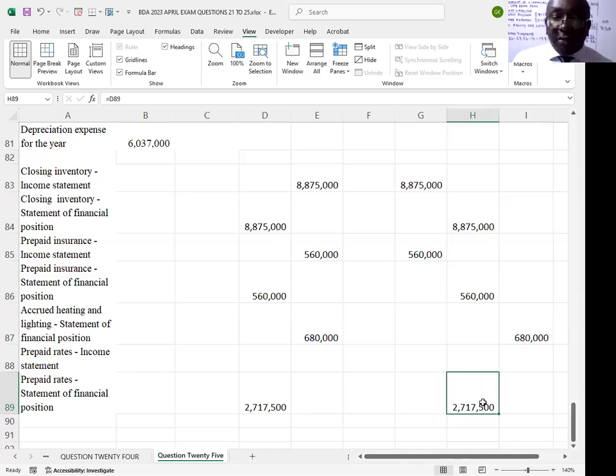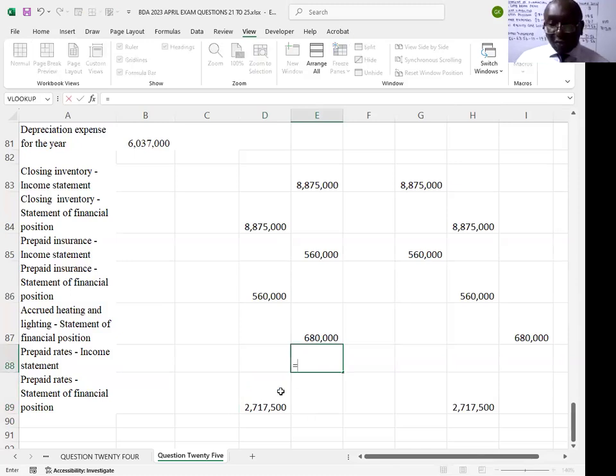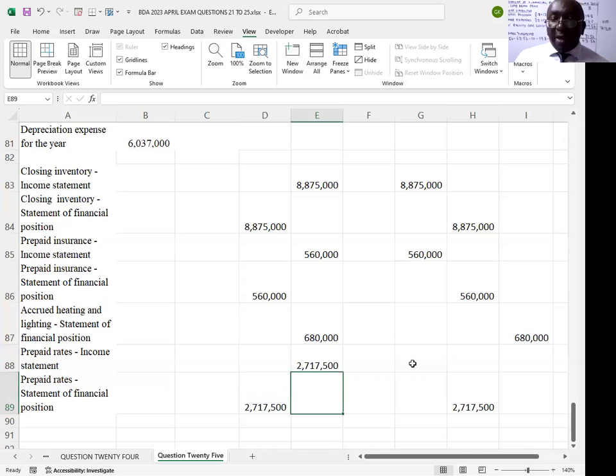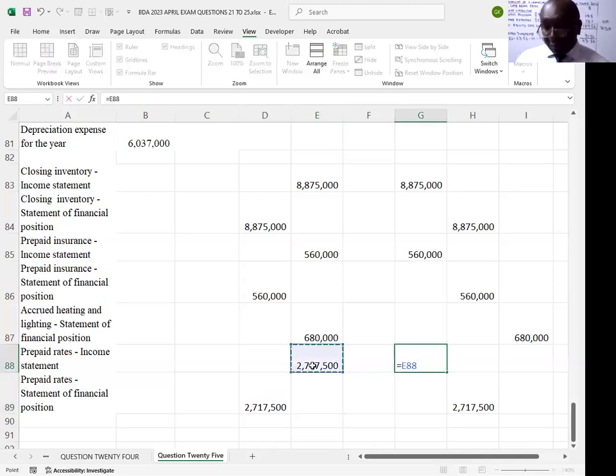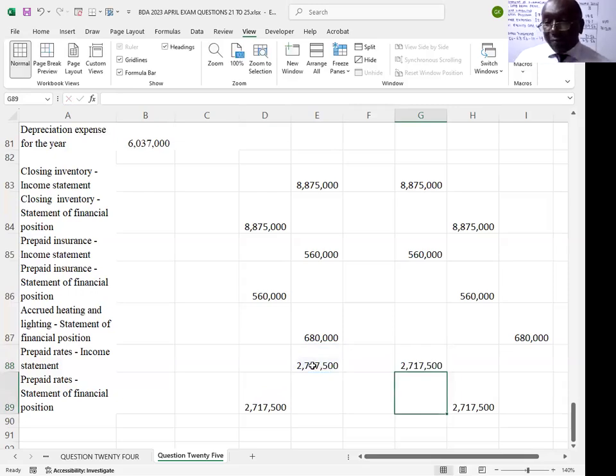Then because there must be a corresponding entry, this being debit, the credit now will go to the income statement, this one here. So say equals this one. That's where the credit will be. And it will also be a credit here in the income statement. It will also be a credit there.